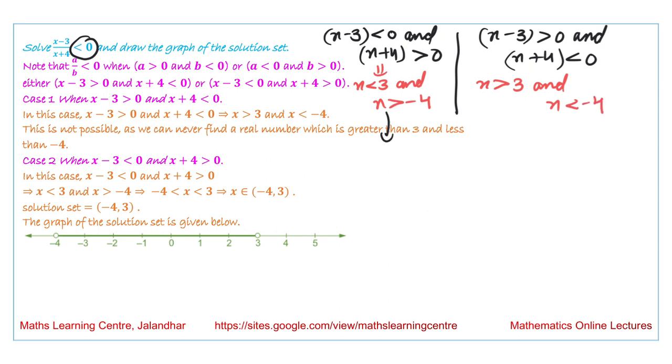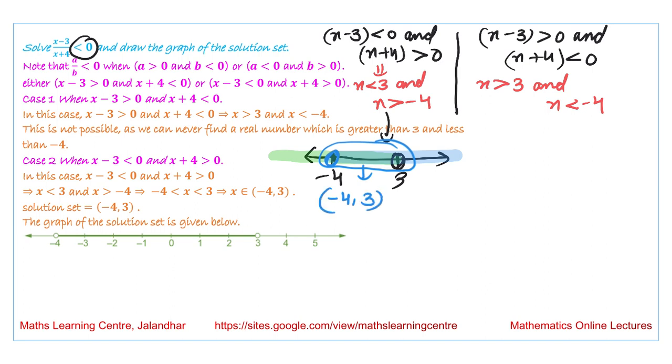If we plot these values, this is 3 over here, minus 4 over here. These regions represent x is less than 3, and 3 is not included. Second, x is greater than minus 4, and minus 4 is not included. So the common region is this portion, both minus 4 and 3 are not included. So we have minus 4 comma 3 open interval.